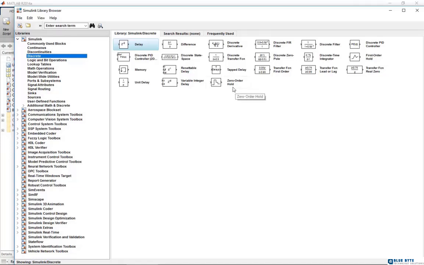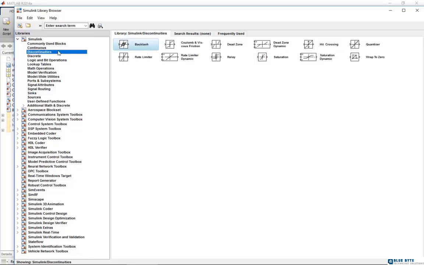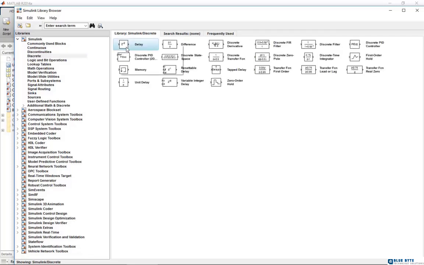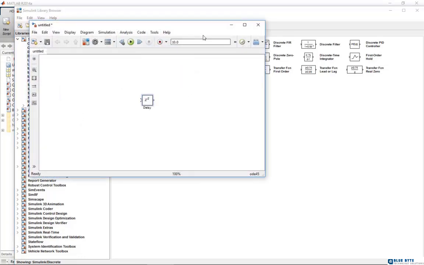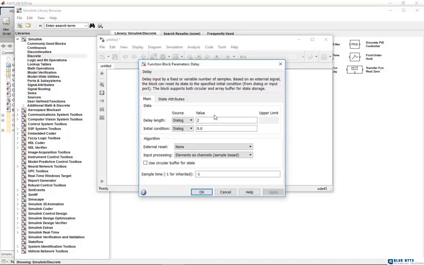The first block is delay. If you remember, we had this block in continuous as transport delay. But in discrete, we have it as z to the power of minus 2. I add it to the new model. Then I double click. Now, as you can see, here we can specify delay length or number of delays.